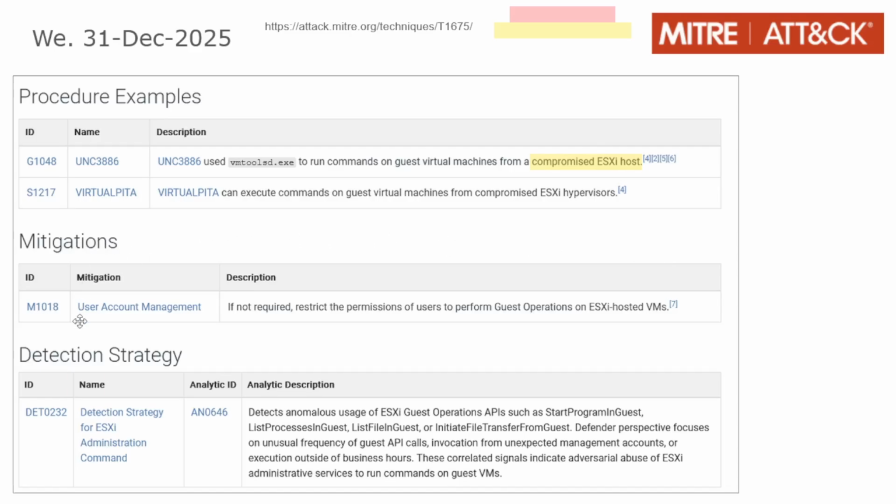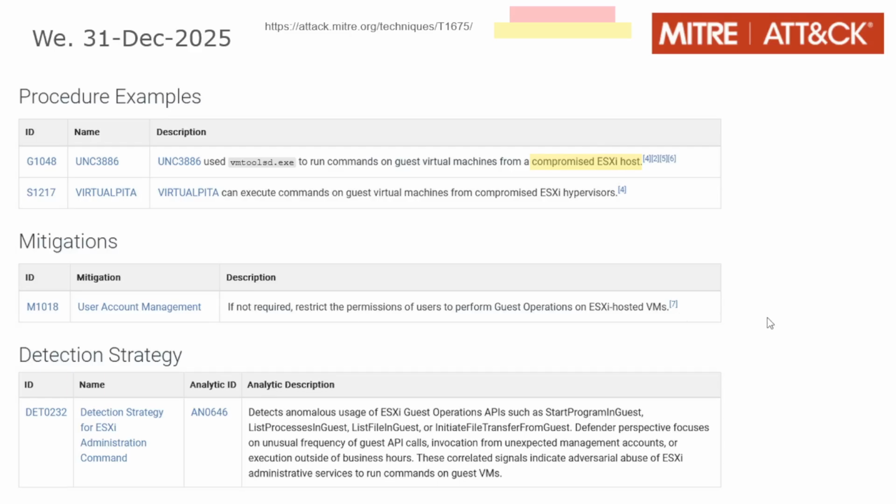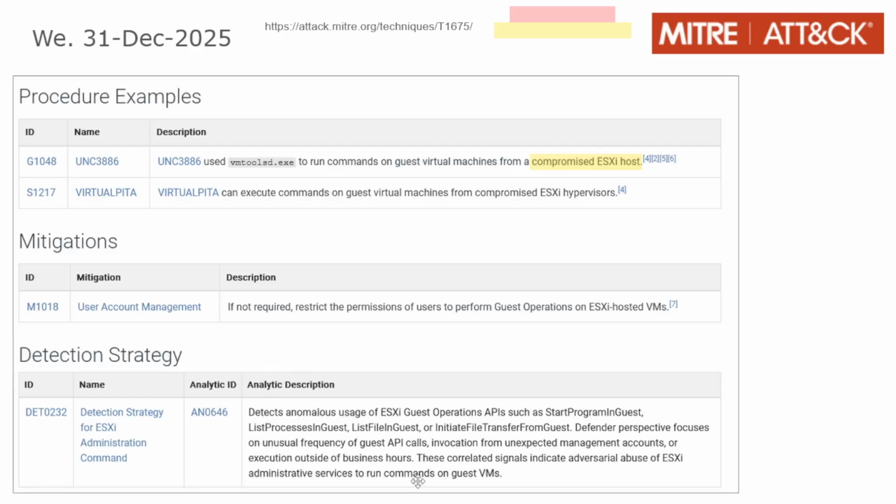Yeah, mitigation, they say you can mitigate it by, if not required, restrict the permission to perform that kind of stuff. Yes, exactly. So Amazon, Google, or who did I miss? Azure, Microsoft, they don't need access to my virtual machine to do anything there. So it's not even necessary, oftentimes anyways.